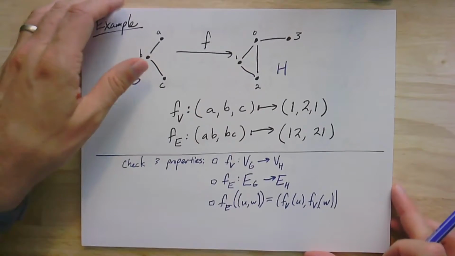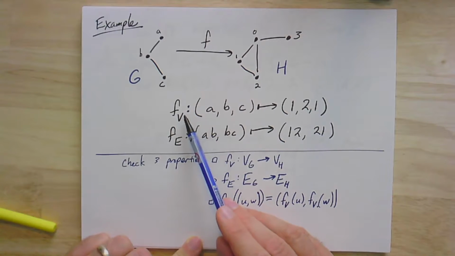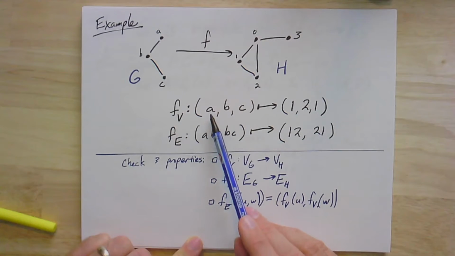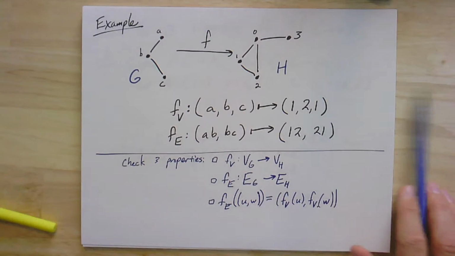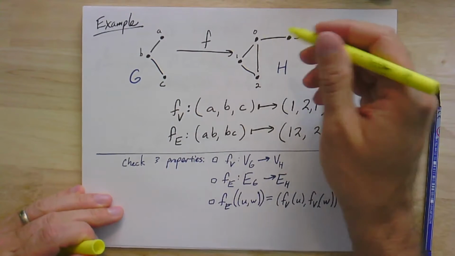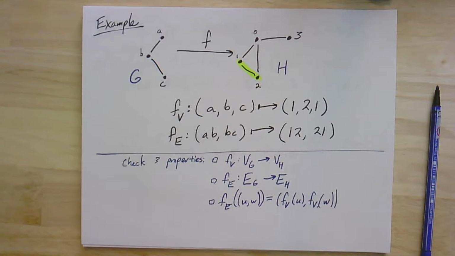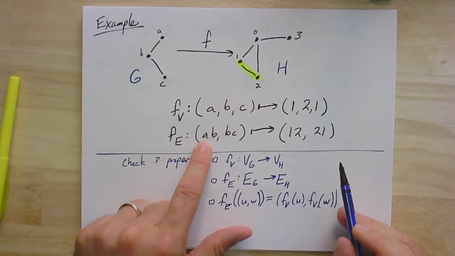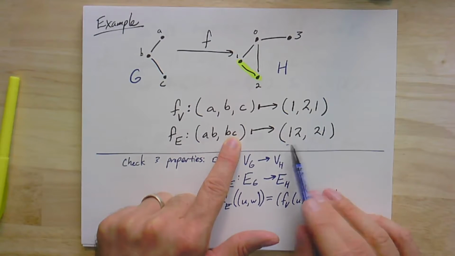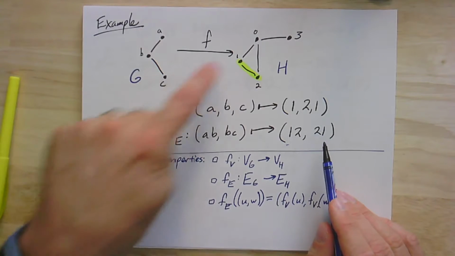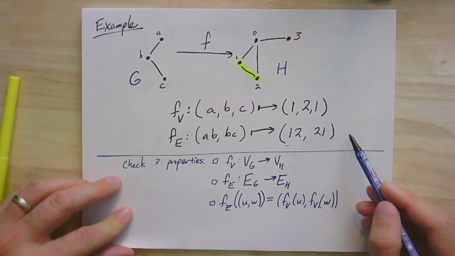So, same two graphs. And in this case, I've given a different function on vertices. So here it is. A is going to map to 1, B is going to map to 2, and C will map back to 1. Okay, so if you were to look at where this goes, it goes from 1 to 2 to 1. So somehow it covers this edge twice. And so on the edges, A to B, AB maps to 1, 2, BC maps to 2, 1. These are in fact the same edge. So both edges of G map to the same edge in H. This is still a function. It's just not an injective function.